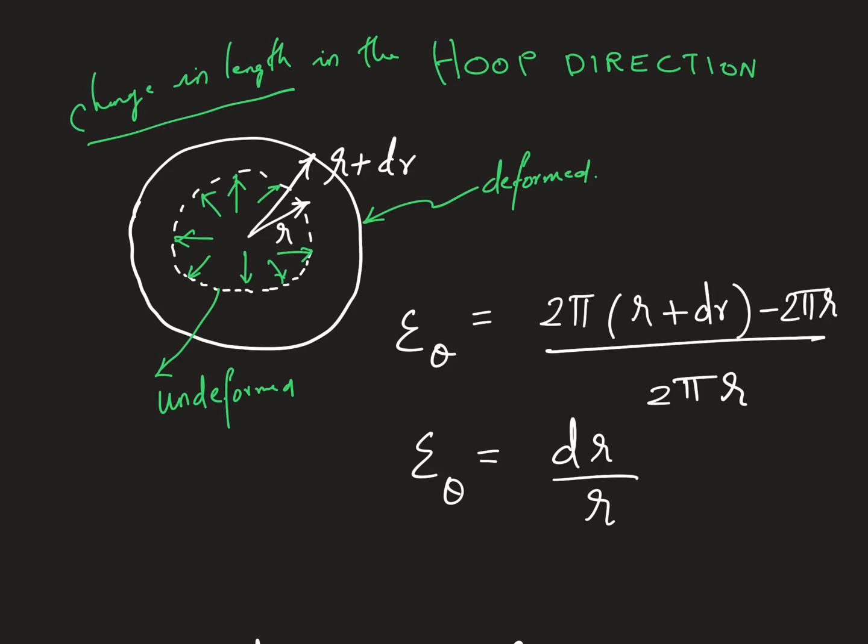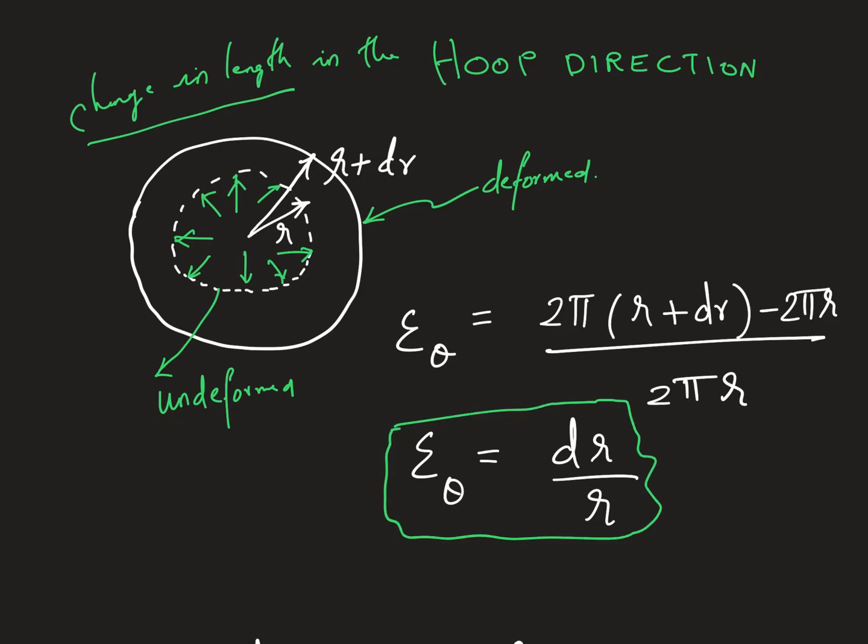Now, using the aforesaid concept, what will be my epsilon theta? Strains are simply given as the ratio of change in length to the original length, right? Now in this case, the change in length can be written like this. Make sense? This is the perimeter corresponding to the deformed configuration, and this is the perimeter corresponding to the undeformed configuration, and this was the original length. This is a very important relation. This you can make use of very regularly when you do structural simulations of cylindrical objects.